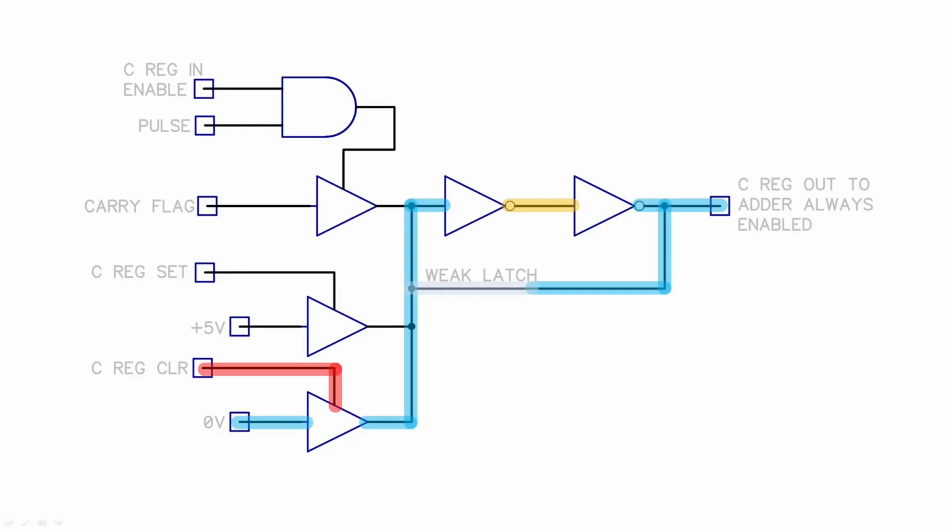Now if you're doing an add without carry, you need to clear the C register, make sure it's a 0. So when you're loading your A register, you need to load your C register as well, so you load it with a 0. Or if you're doing a subtraction, that needs to be a 1. So you put a 1 in there instead.